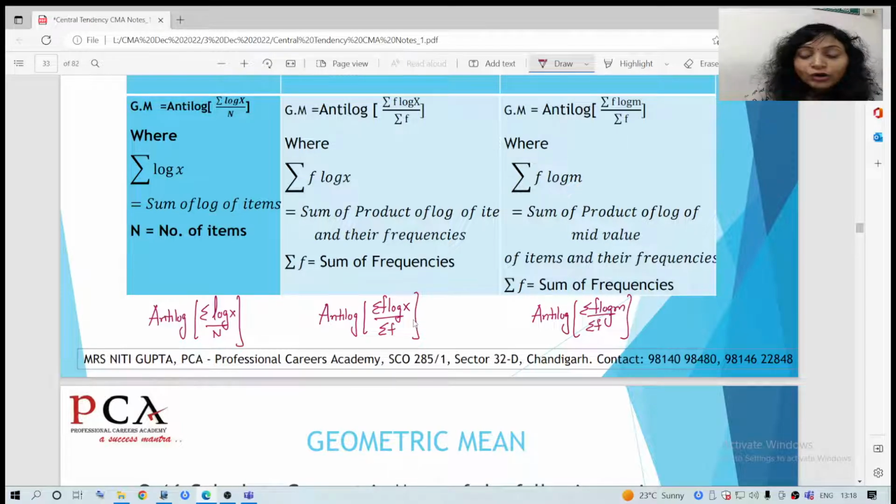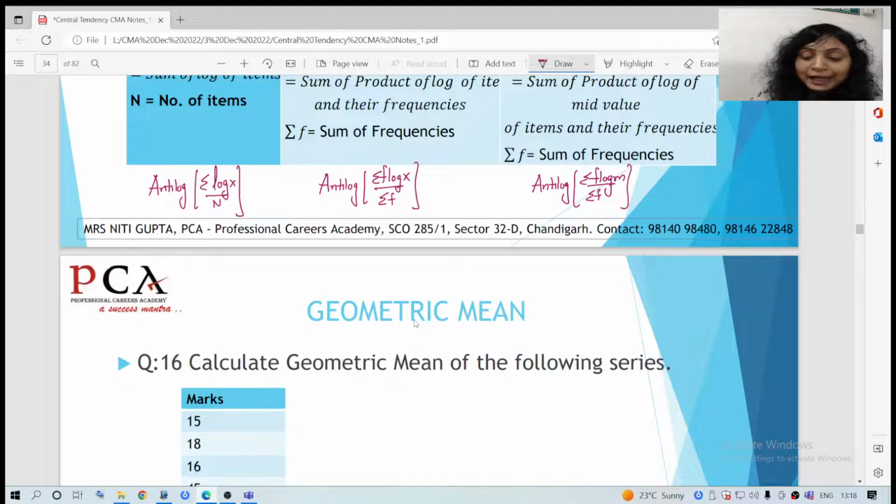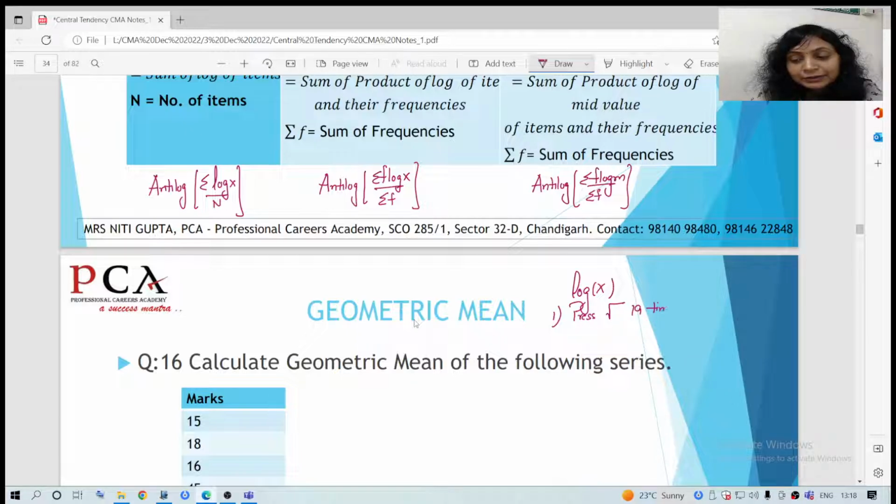So I have already explained how to calculate log of a number. If you want to calculate log of a number, you have to follow 3 steps. The first step is press square root 19 times. The second step is subtract 1. And third step is multiply 227695.